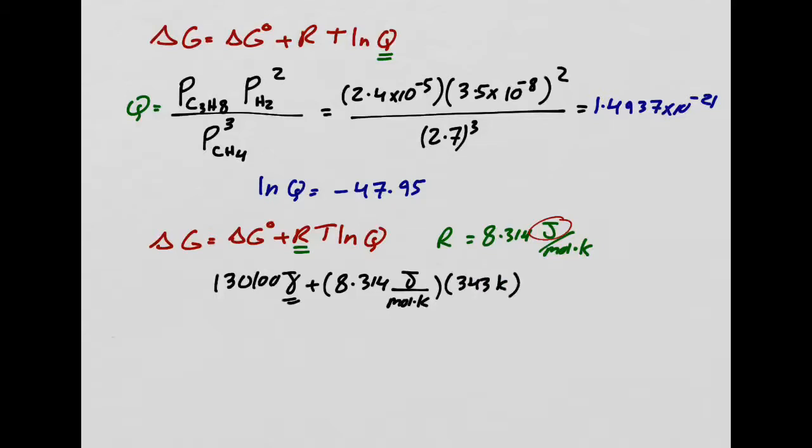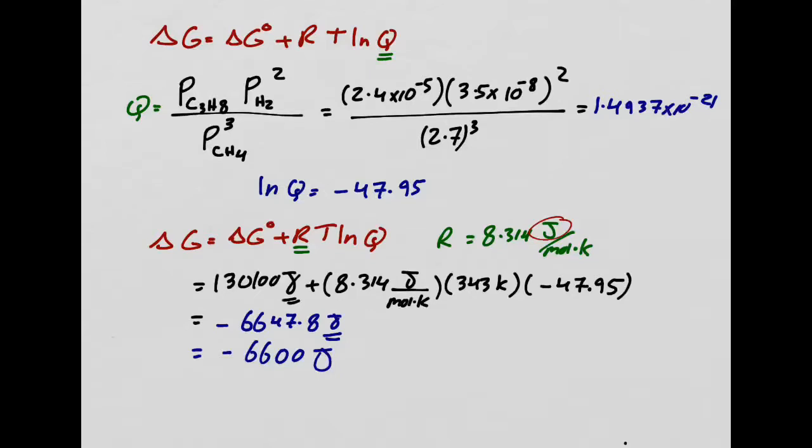343 Kelvin. Now my ln of Q, I already put that in, is minus 47.95. So far so good. If I plug everything in, what I end up getting is negative 6,647.8 joules. I usually like to convert it to kilojoules, but sometimes I can keep it that way. It's fine. I am limited to 263 though, so 6,600 joules is going to be my answer.